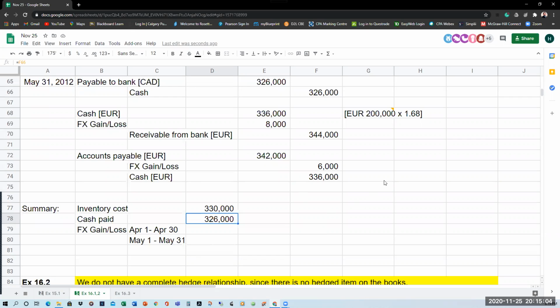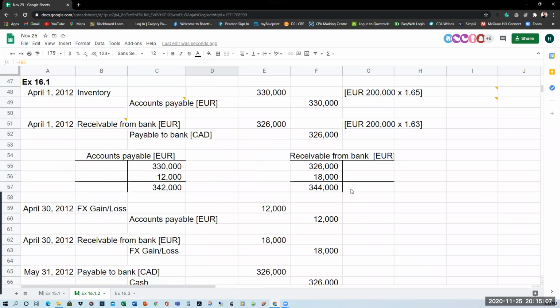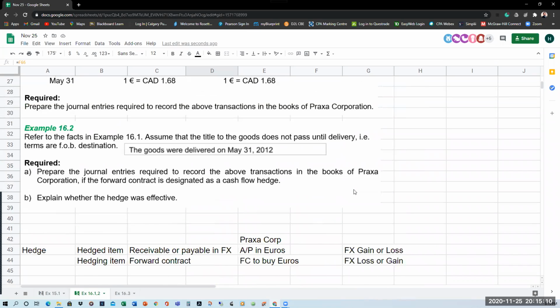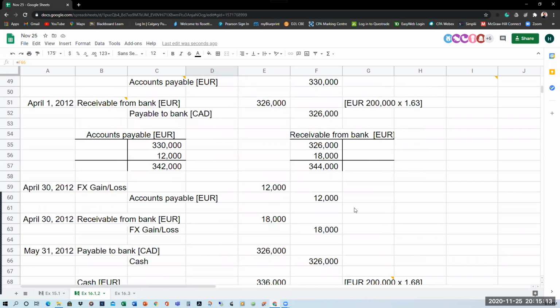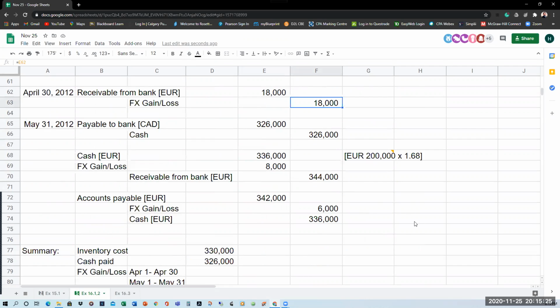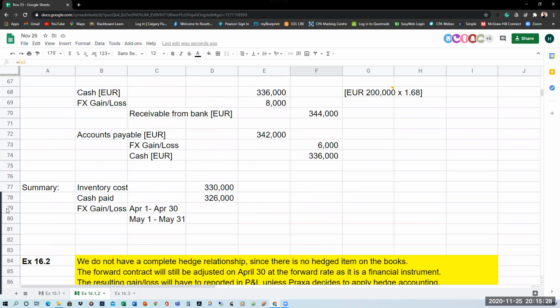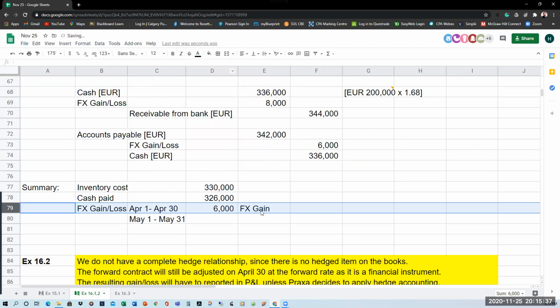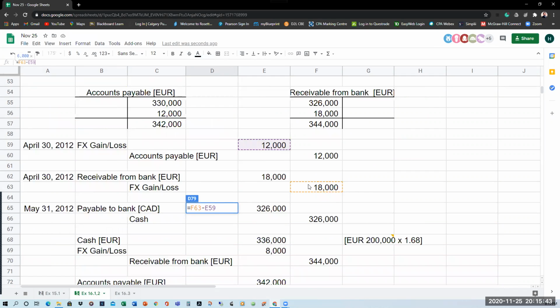If you track the FX pieces, the year end was April 30th for this company, right? As of April 30th, we recorded a debit of FX loss 12,000 and a credit of FX gain 18,000. So a loss of 12,000, a gain of 18,000 for the fiscal year 2012. So for the fiscal year that ended on April 30th, we had a $6,000 FX gain. Where did that come from? 12,000 loss, 18,000 gain. That's a net gain of 6,000.